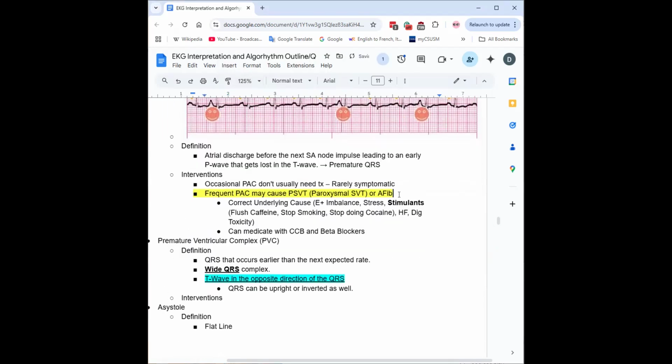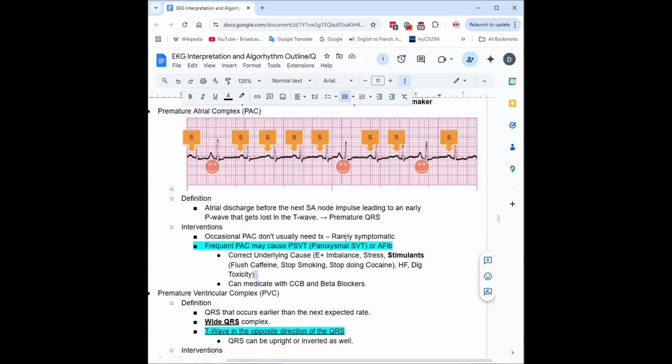So here I wrote stimulating things. I don't think it's emphasized too hard, so I'll change that to this color. Frequent PACs can cause paroxysmal SVT and AFib, which makes sense. If you have consistent premature atrial impulses, it goes with the AFib. But your main thing here for sure is correcting the underlying cause.